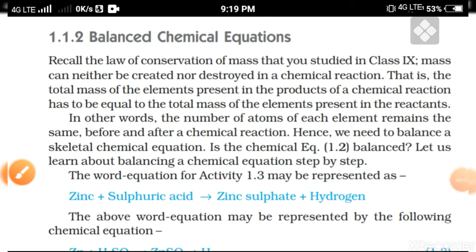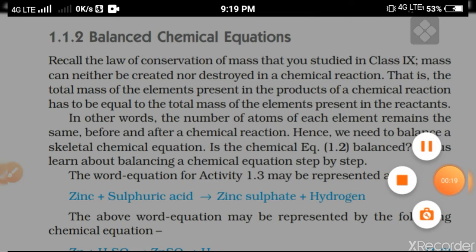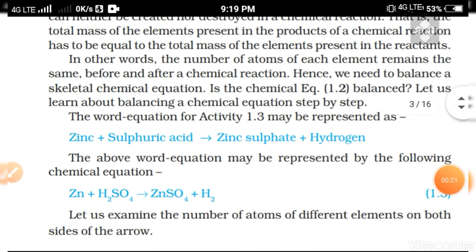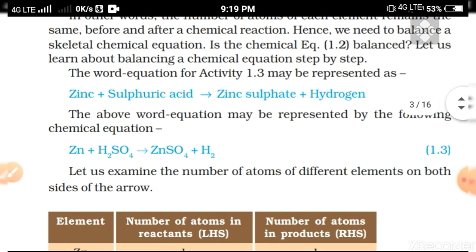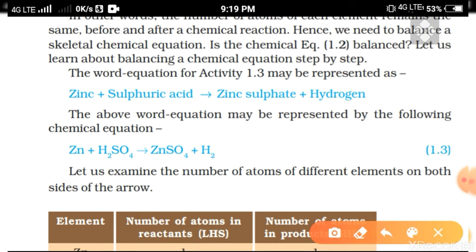Students, good morning. In the previous lecture we already discussed chemical reactions and balanced chemical equations, and how you can balance a chemical equation. Let us discuss it one more time: what is a balanced chemical equation, and how can you balance it?